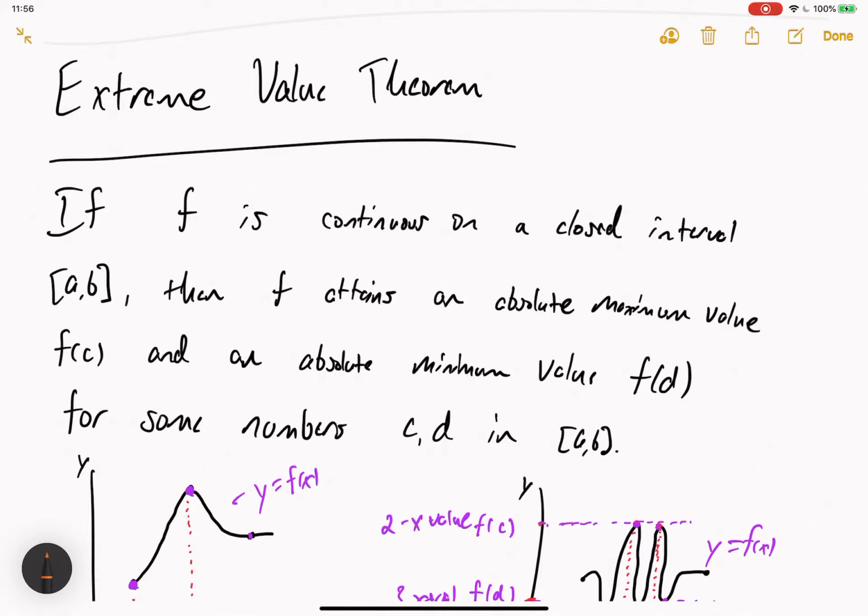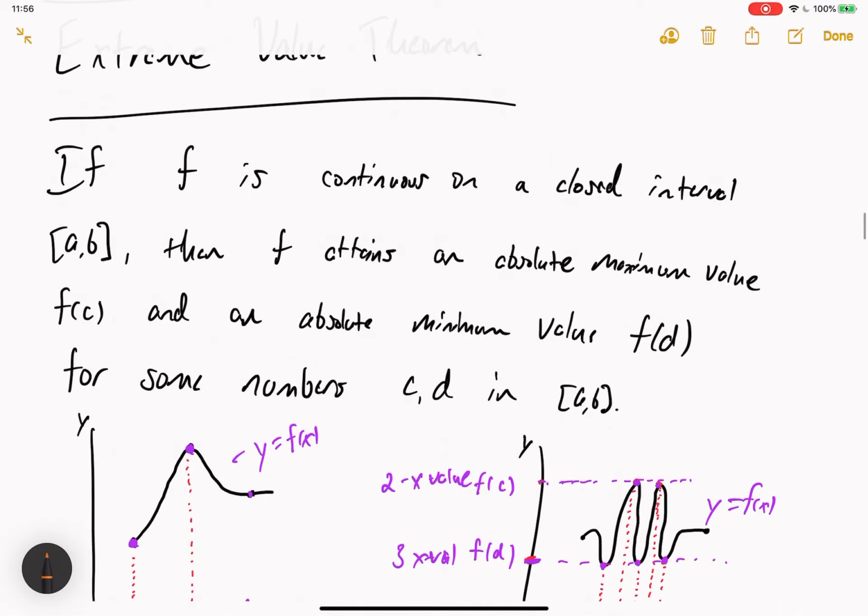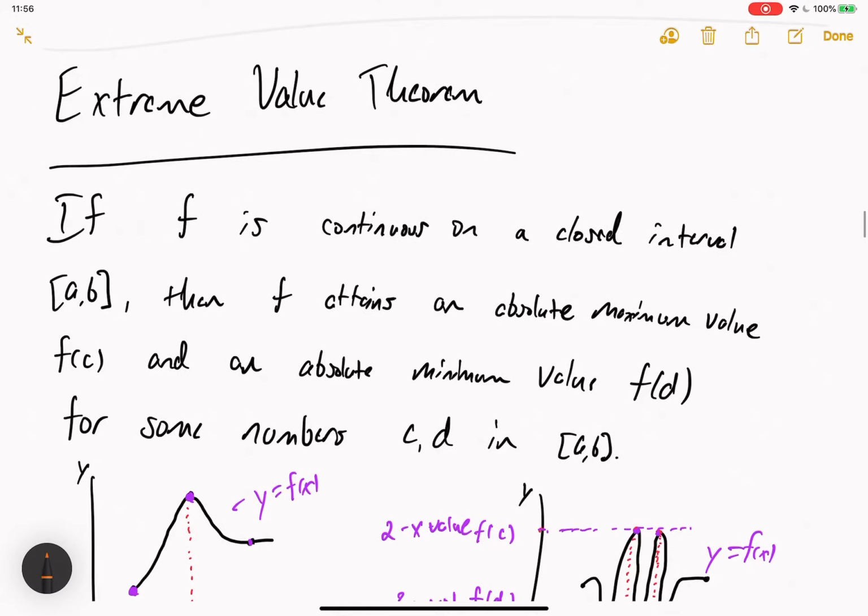So if f is continuous on a closed interval [a, b], then f attains an absolute maximum value f of c and an absolute minimum value f of d for some numbers c, d in [a, b]. One of the key things about the extreme value theorem is that we need continuity on a closed interval. Closed means it contains its endpoints and it has to be bounded in some sense. If it has infinity in it, then it doesn't really become closed in any useful way.